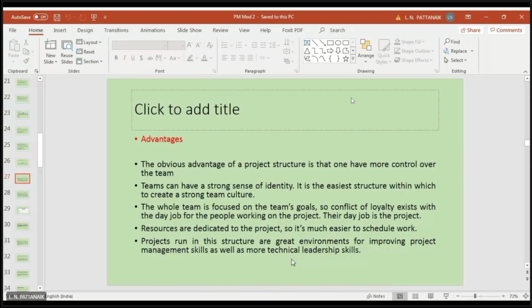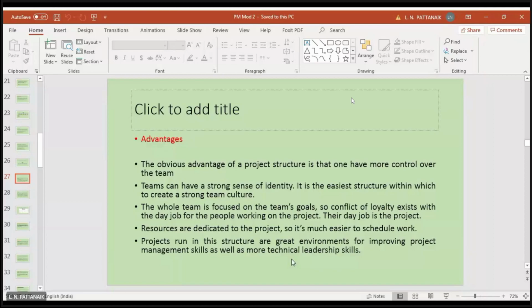Projects run in this structure are great environments for improving project management skills as well as more technical leadership skills. So it is for very temporary and very once in a while kind of project, and you are just working for the same goal. Maybe it is somewhat like a mission to send some satellite, launch some satellite, that kind of situation. So all the people work in a kind of unison for the same goal, same mission. That kind of mindset is there among all the people.